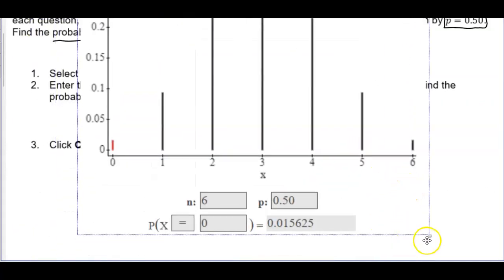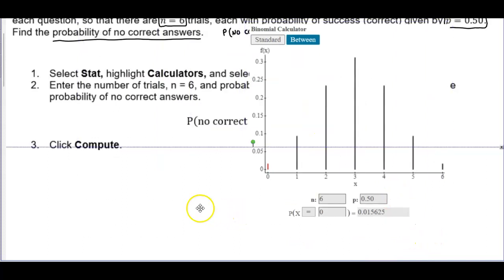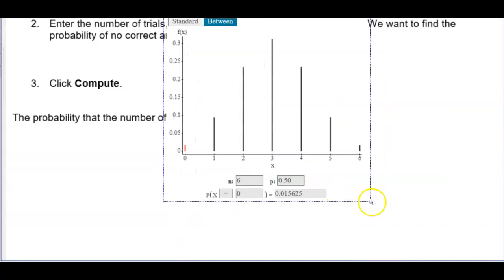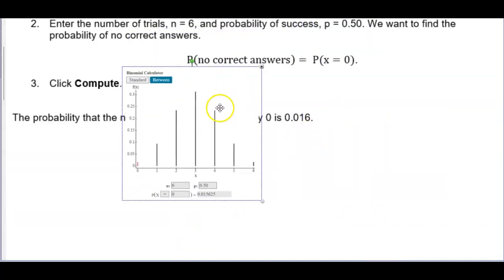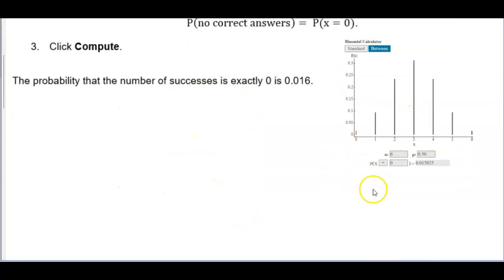Alright, so there's the probability. We can see it's 0.015625. Okay, so let's go ahead and round it to 3 decimal places according to what the question is asking us to do. So we would say the probability of the number of successes being exactly 0 is 0.015625, and you can see rounding it to 3 decimal places is 0.016.